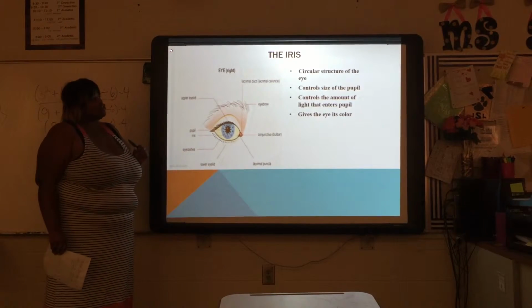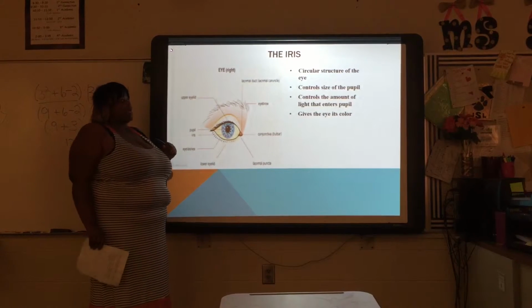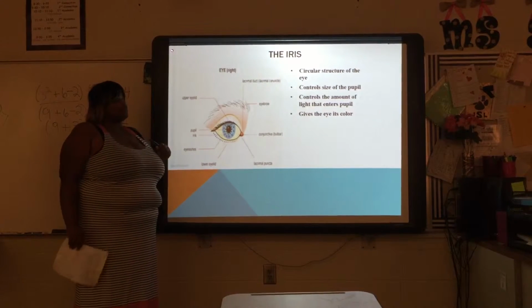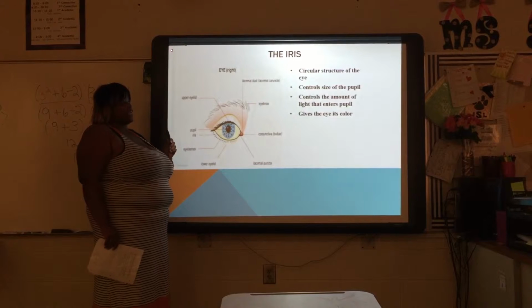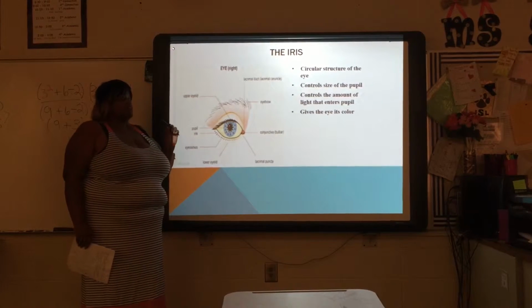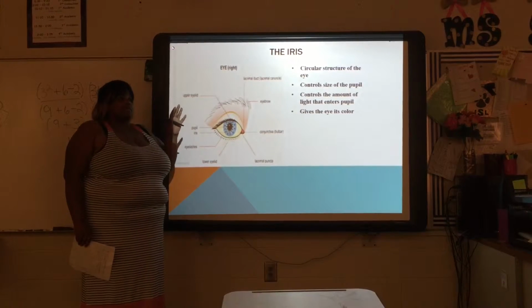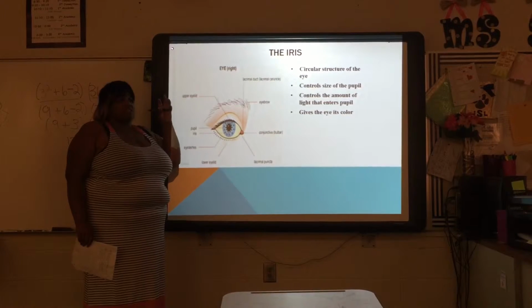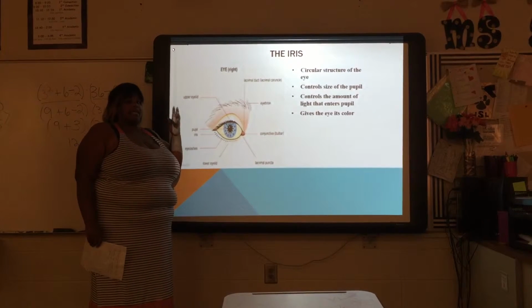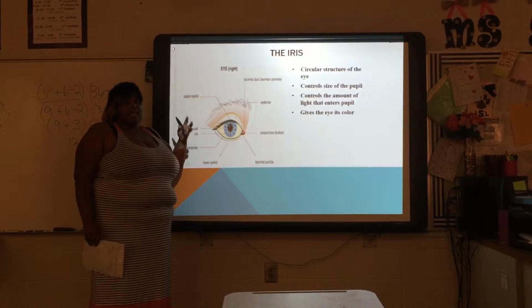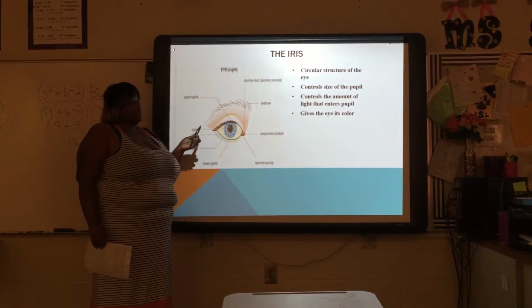The iris is the circular structure of the eye. It controls the size of the pupil. It controls the amount of light that enters, and it gives the eye its color. Just like in the daytime like that, your iris is small because it tries to stop so much light from coming in, and at night it's wider because the light is low instead of being high.